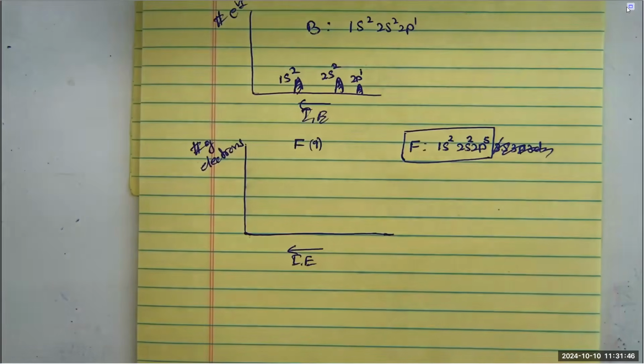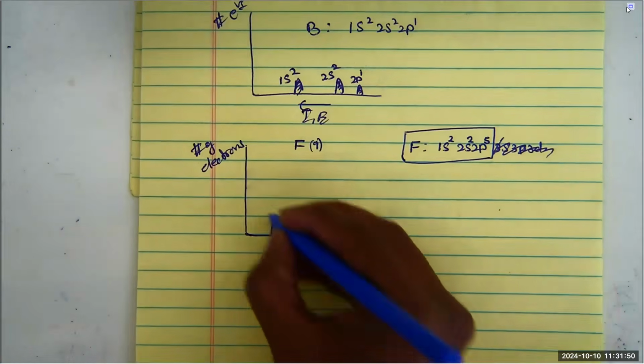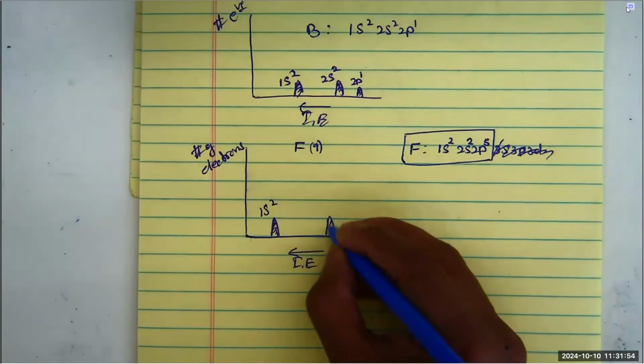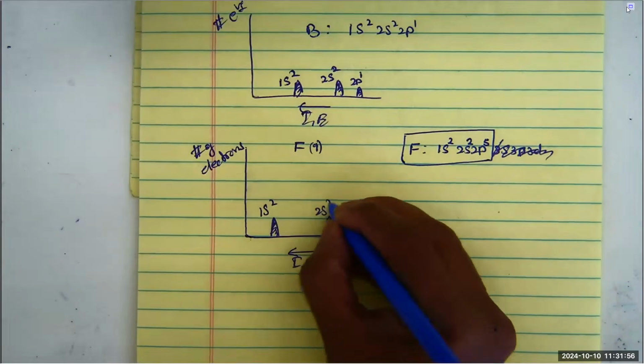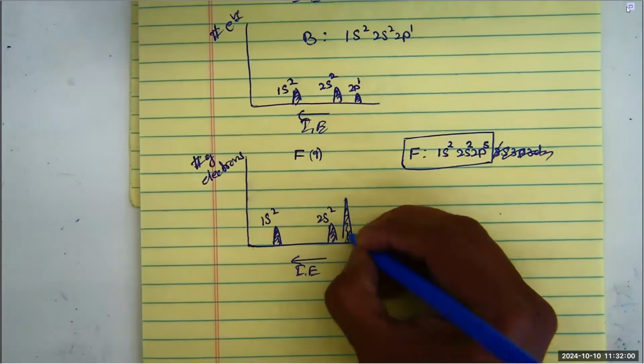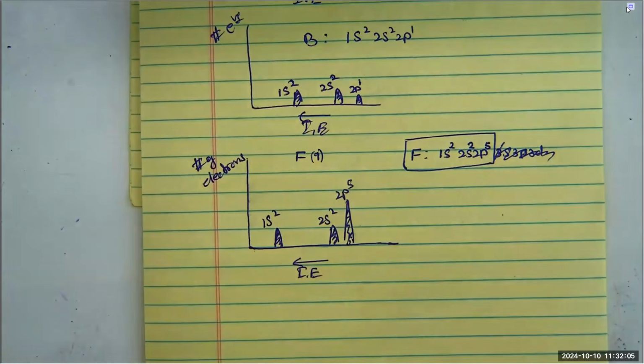And then I'm going to draw the photoelectron spectrum. 1s2 is the closest to the nucleus with the highest ionization energy. It should be 1s2, and then in the second shell I have 2s2 and 2p5. Done. That's it.